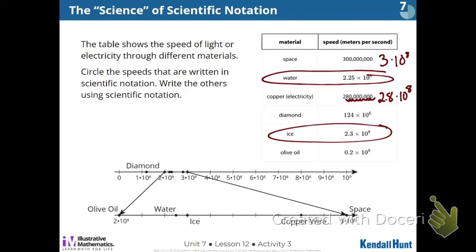Okay. Diamond, who can help me with that one? How can I write that number as a number that's greater than or equal to 1, Sean? 1.24. So I moved my decimal 2 more times, though. So it needs to be 10 to the 2 more than 6, 8. Okay. Olive oil. What am I going to rewrite 0.2 as, Cam? 2. And to account for that move, I now need to raise my 10 to the what power? Would it be 8? Yep, because 1 less. 2 times 10 to the 8.